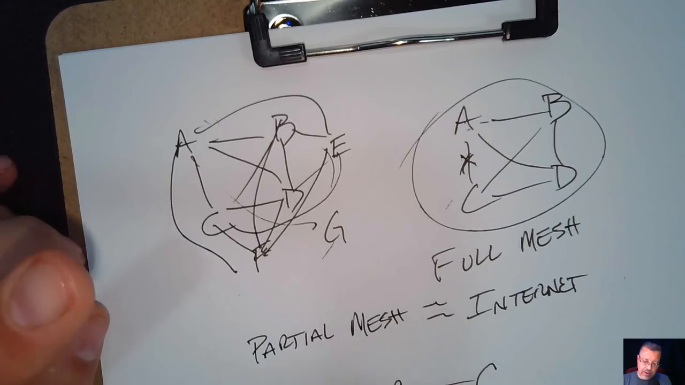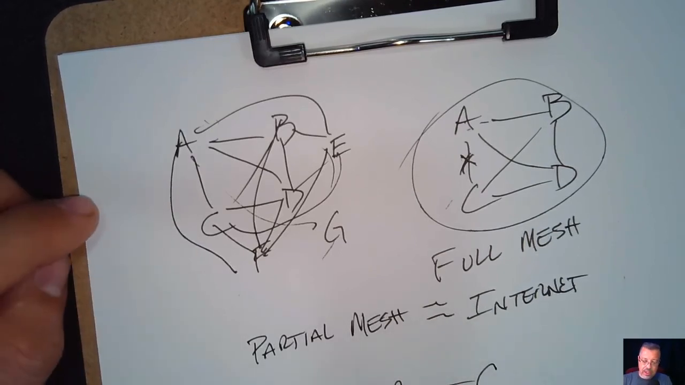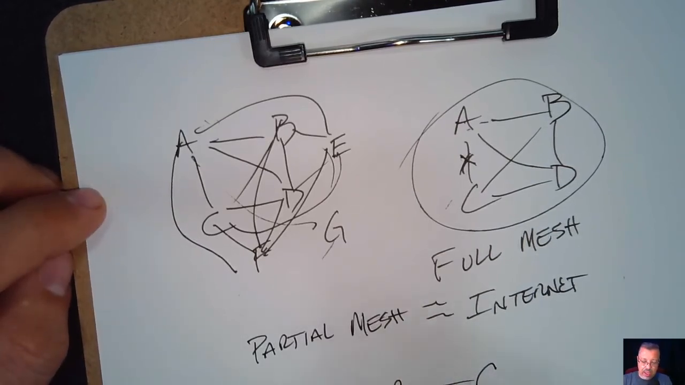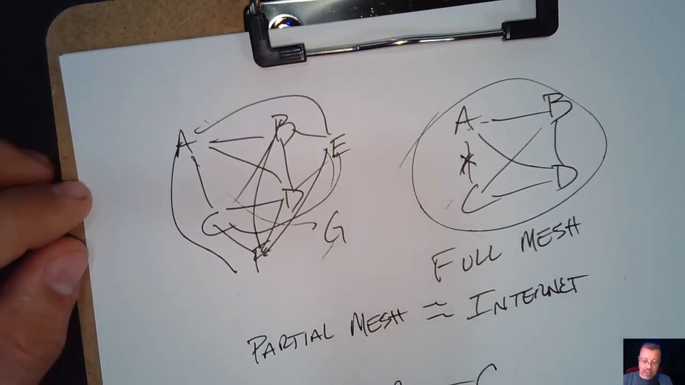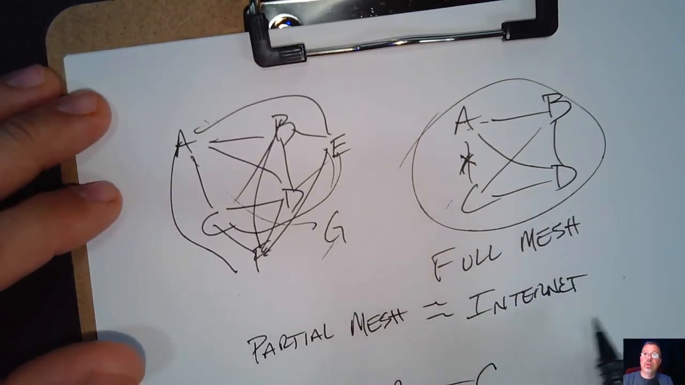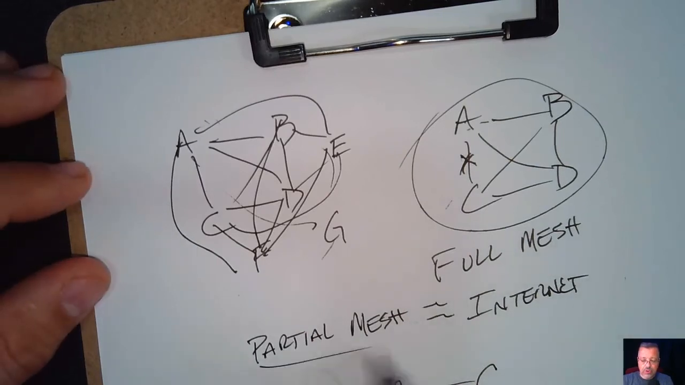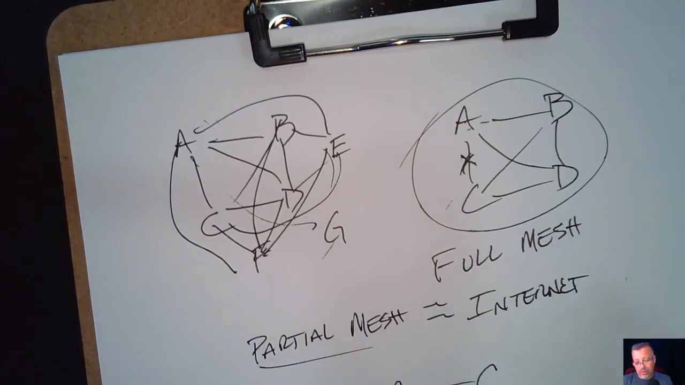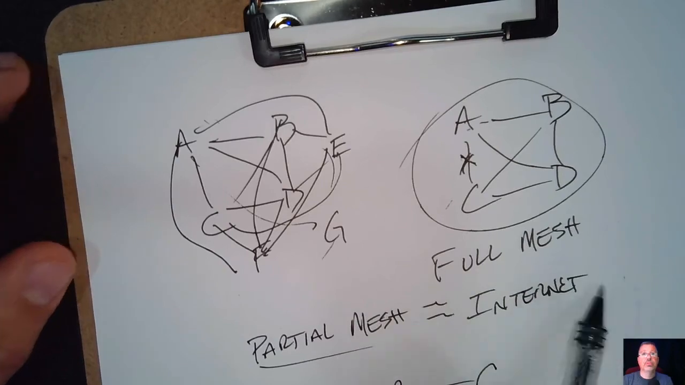Does everybody have at least 3 connections? So any single wire can go down, and I can still get wherever I need to go. That's essentially what the nodes on the internet actually do. So this partial mesh actually gets used way more. You'll rarely see a full mesh.